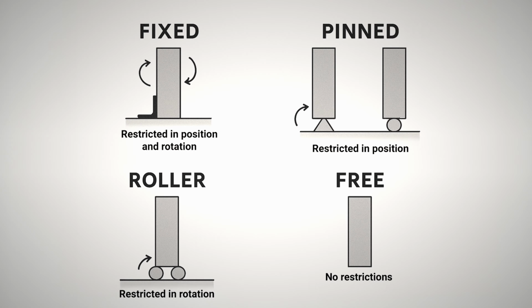A structural member's end conditions, whether fixed, pinned, roller, or free, directly affect its effective length and therefore its buckling capacity. The more restrained the ends, the shorter the effective length and the higher the buckling resistance.